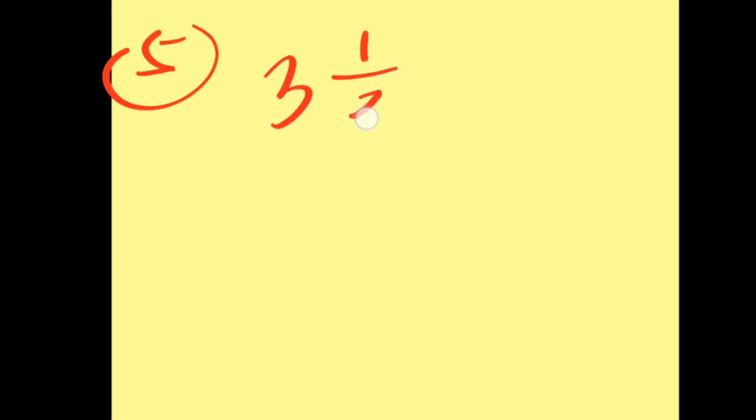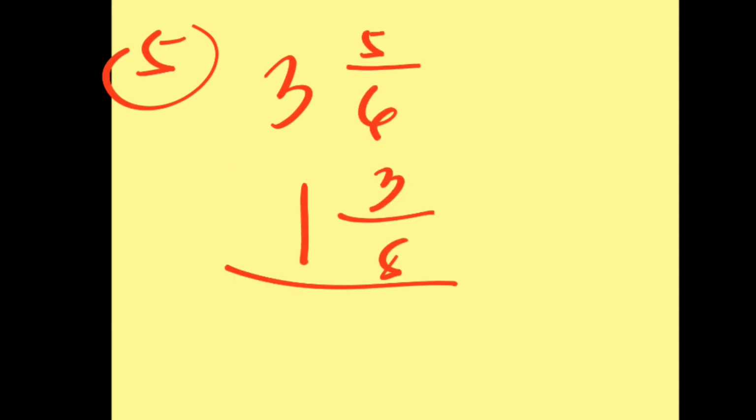Let's have example number 5, the last number. We have 3 and 1/2 plus 4 and 3/4. So how are we gonna do this? Or we are done with this one. We will proceed to another one. Sorry. Okay, this one. We have 3 and 5/6 plus 1 and 3/8. So how are we gonna do this?